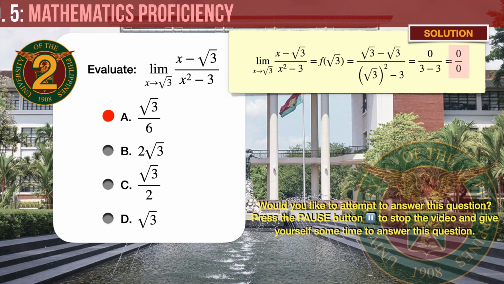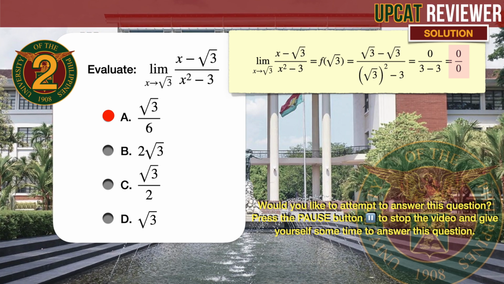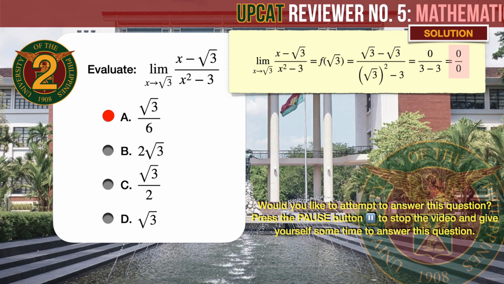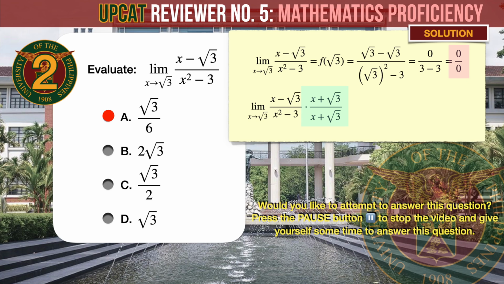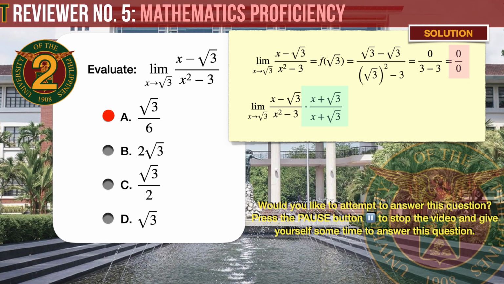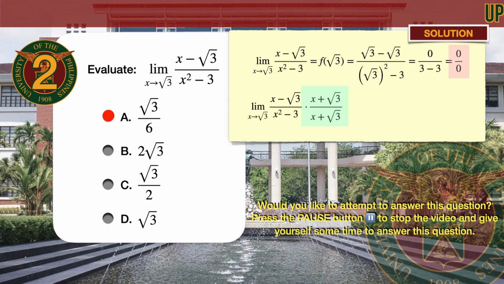Recall from the limit of a function in your basic calculus, that when you arrive at a 0 over 0 limit, it is in indeterminate form. This means that we don't really know what it will be until we do some more work. So what should we do? We can try to transform the limit expression by multiplying it by the quantity x plus the square root of 3, over the quantity x plus the square root of 3.